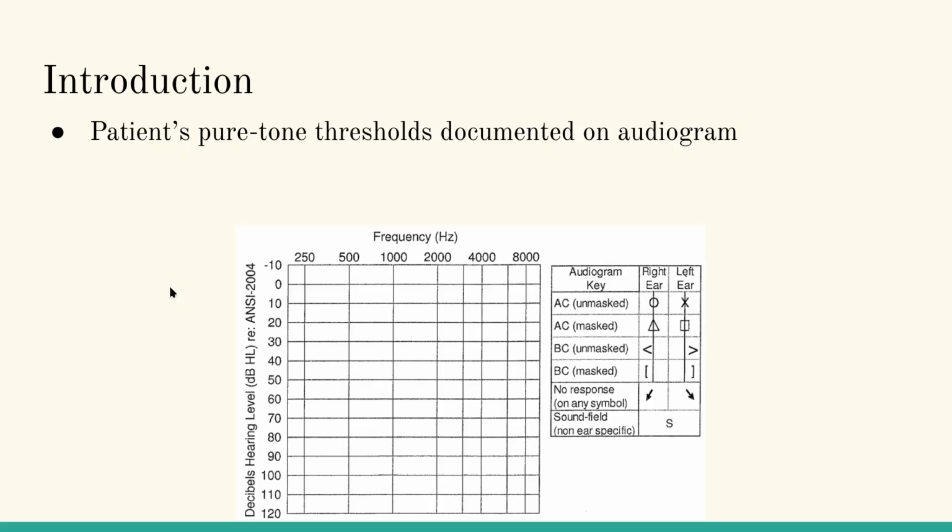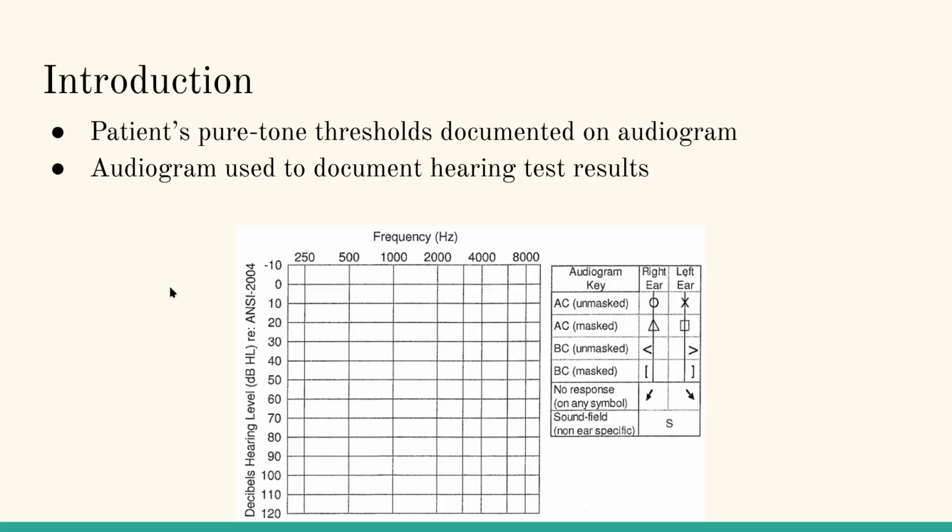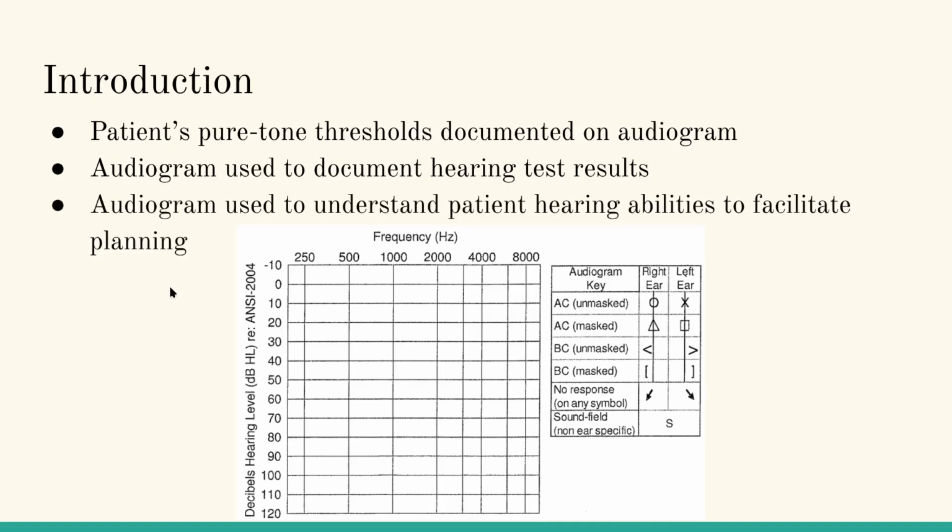So we document the patient's pure tone thresholds on the audiogram. We use the audiogram to document hearing test results. That would be the patient's pure tone thresholds. We use the audiogram to understand the patient's hearing abilities to facilitate rehabilitation planning.